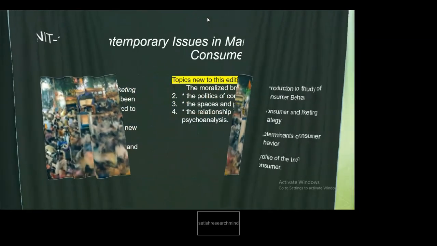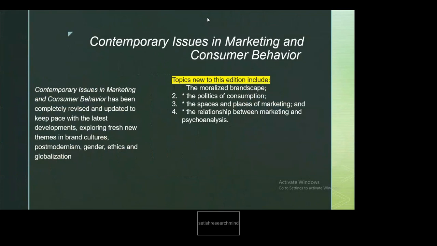Next, contemporary issues in marketing and consumer behavior. If we don't have any idea about contemporary issues in the market, we cannot analyze consumer behavior. That is very important. Contemporary issues in marketing and consumer behavior has been completely revised and updated to keep pace with the latest developments, exploring fresh themes such as brand culture, postmodernism, digital revolution, gender, ethics and globalization. So we can identify the consumer nervous system, consumer values and consumer behavior.